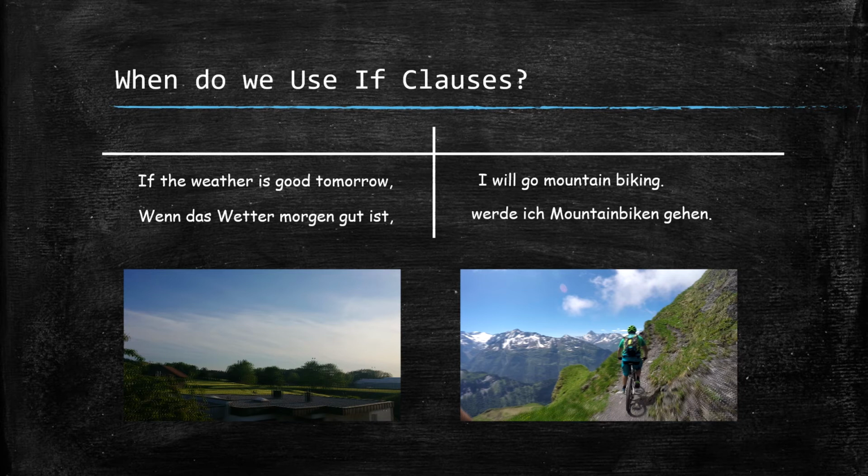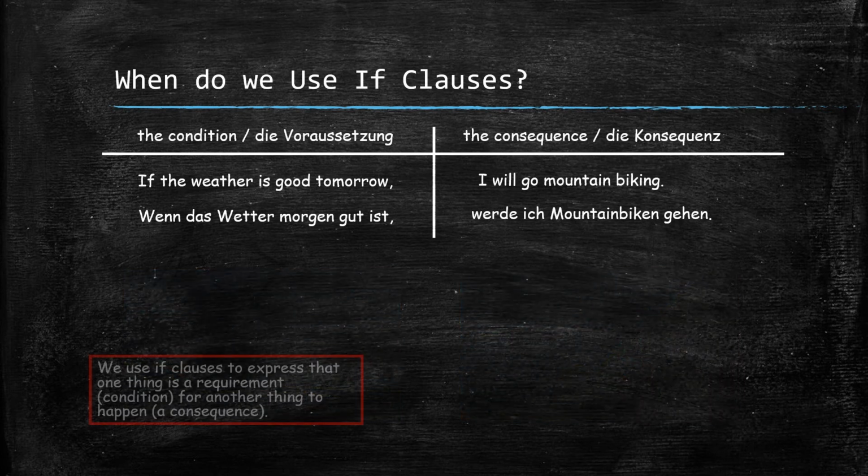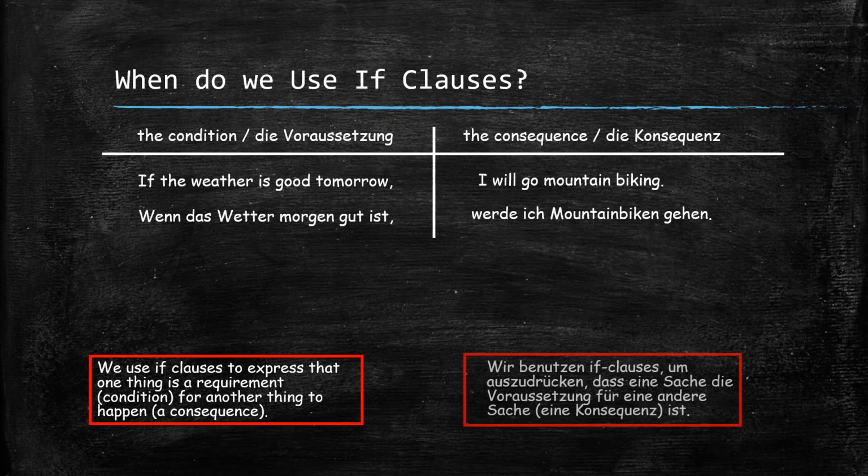The first part, if the weather is good tomorrow, is a condition, eine Voraussetzung. And the second part, I will go mountain biking, is the consequence, die Konsequenz, die aus der Voraussetzung resultiert. So we can say, we use if clauses to express that one thing is a requirement, a condition for another thing to happen, which is a consequence. In German, wir benutzen if clauses, um auszudrücken, dass eine Sache die Voraussetzung für eine andere Sache, eine Konsequenz, ist.